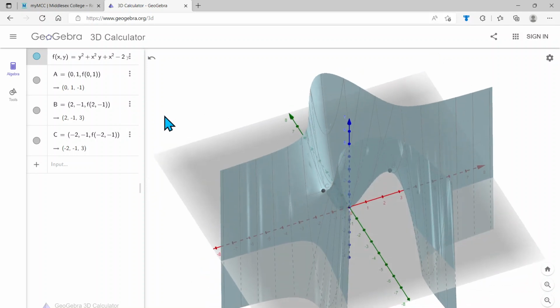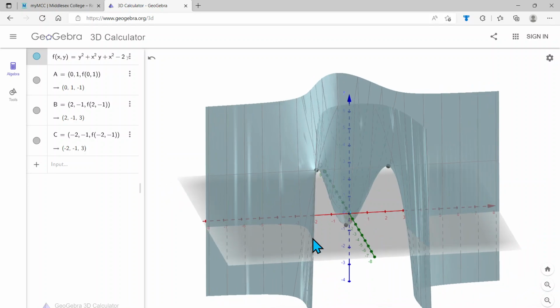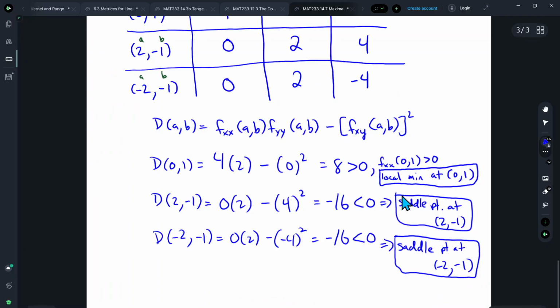Okay, so here it can be useful to visualize the graph using this website, so that we can make sure we did all the calculations correctly in identifying these critical points. Okay, so that's how we use the second derivative test.